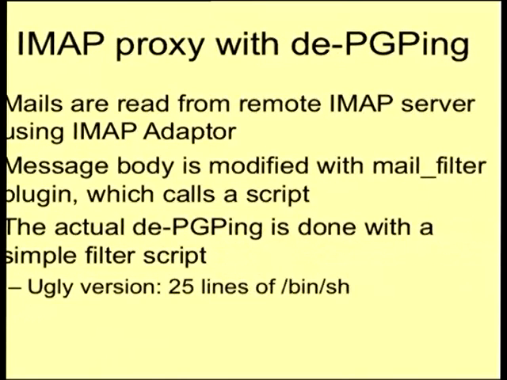And a third thing is this. You can use Dovecot's IMAP adapter stuff in a way that allows passing the mails through some kind of a filter. And the filter is some kind of script. And with the script, you can do pretty much anything you want. So I built this prototype that takes a PGP encrypted mail, decrypts it and shows it. Really simple script, 25 lines.